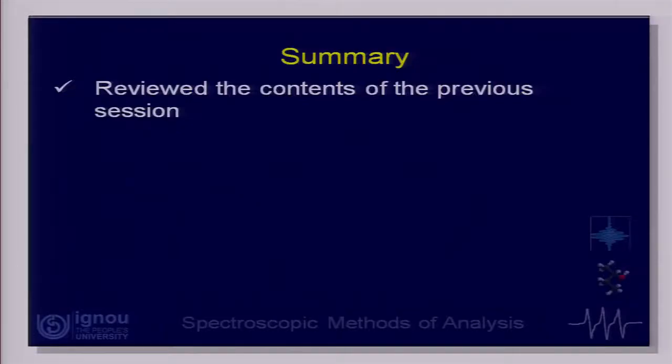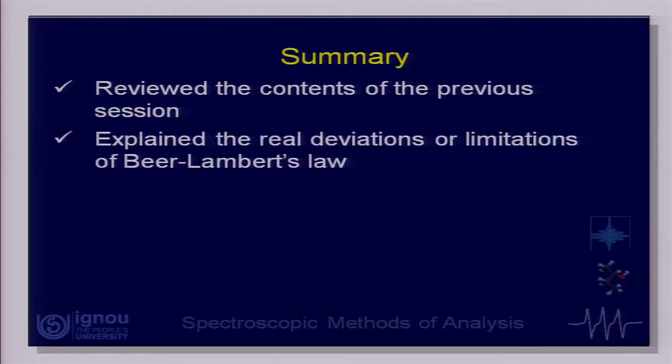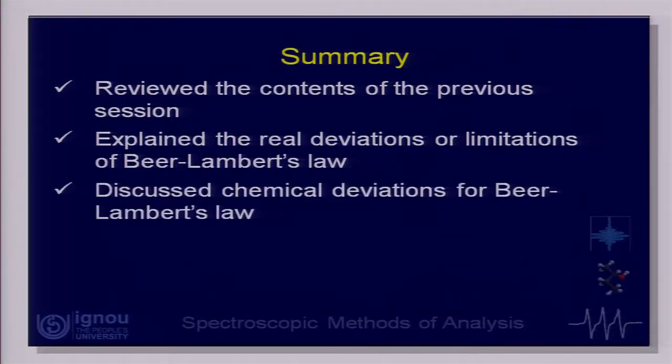Okay. Now, let us sum up what we have done today. We briefly reviewed the contents of the previous session. Thereafter, having recalled what the Beer-Lambert law is, we explained the real deviations or the limitations of the Beer-Lambert law. In this context, we talked about two main factors. One is the concentration of the analyte, and the second is the concentration of the electrolyte in the absorbing medium. Then we discussed different possibilities of chemical deviations for the Beer-Lambert law. In this context, we focused attention on the hydrogen ion concentration and also the complexation, association or dissociation of the analyte and things like that.